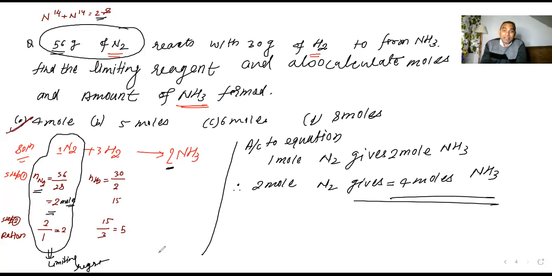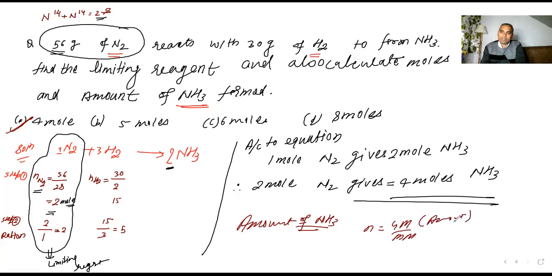This is the answer. Can you calculate the amount of NH3? How much are we going to get? That is n equal to given mass upon molar mass. So given mass is nothing but the amount. If you are calculating n into molar mass, n you got is 4 mole NH3, molar mass is 17. So how much? 68 gram.